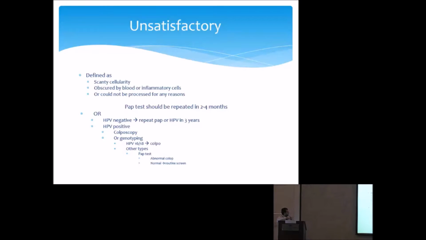Or you can offer them HPV testing. Those who are negative can be repeated as routine screening in 3 years. Those who are positive, you can send them for colposcopy, or you can offer them genotyping if we have it. But I don't think it's available at every center here. Those with HPV 16 and 18 can go for colposcopy. Other types can have a pap test, and if abnormal, they go for colposcopy. If normal, they go back to routine screening.